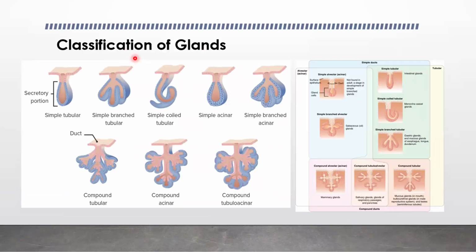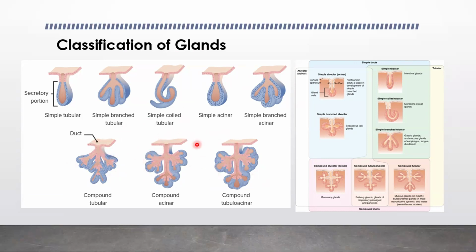A better illustration of the cell. So on the proximal aspect, you can appreciate these as simple glands. Based on the ductal system, you can appreciate the ductal system is not branched. So if the ductal system is branched, we'll have the compound glands at this point.